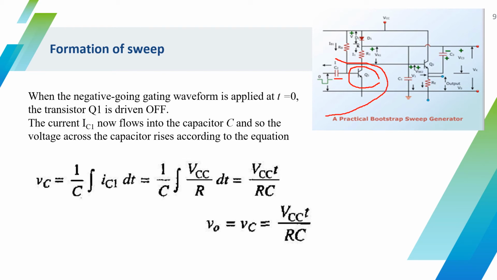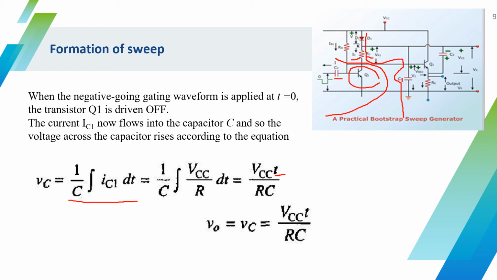If you neglect the drop across D1, current flows in this direction. Then the drop across R1 is VCC only. Then I1 is given by VCC by R1 only. When this current flows through capacitor C1, it makes a drop across the capacitor, given by 1 by C integral of IC1 dt. So 1 by C integral of IC1, which is VCC by R, dt. VCC by R is a constant, so take it out. VCC by RC is taken out. The integral of dt will become t.